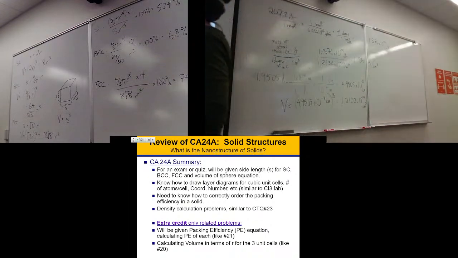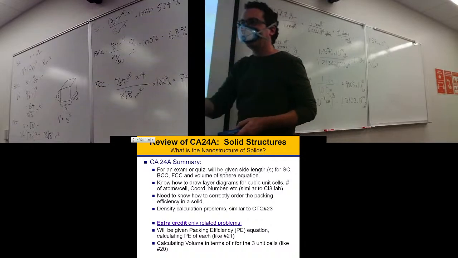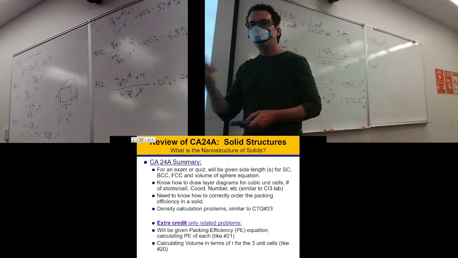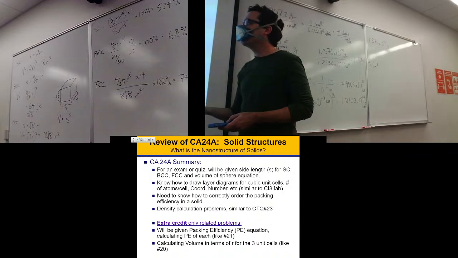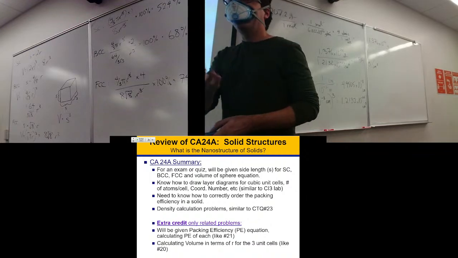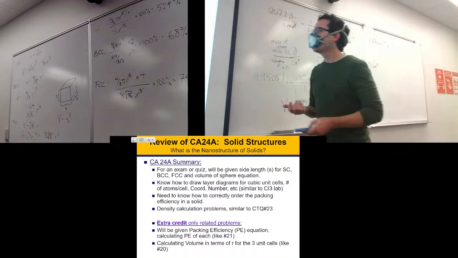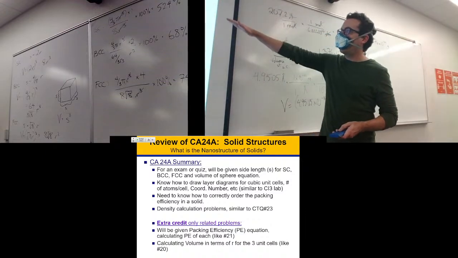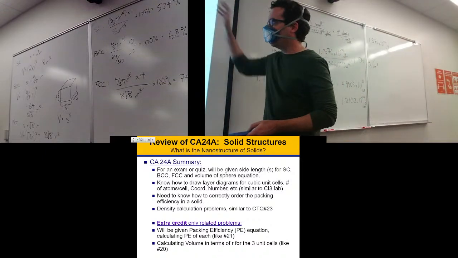Knowing how to calculate coordination numbers. So if you're looking at something and saying, oh, that has 6 nearest neighbors, that has 8 nearest neighbors, that has 12 nearest neighbors. That depends on the type of unit cell. How to order the packing efficiency. You don't need to know the numbers, just know what the order is.